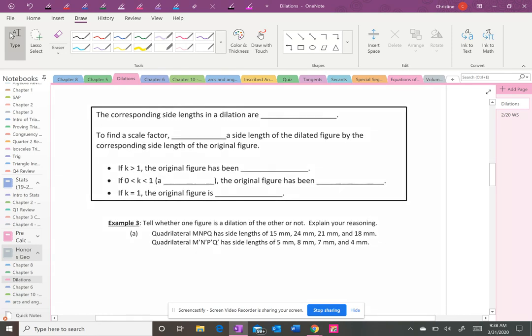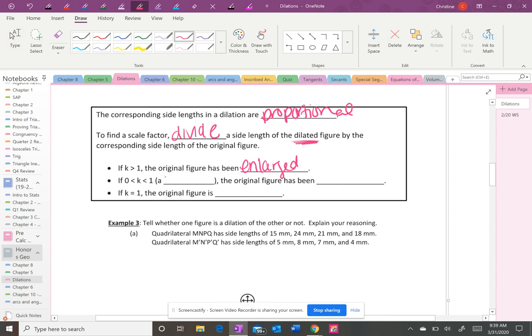Since all of these are going to be similar, the corresponding lengths are going to be proportional. And in order to find the scale factor, remember you're dividing the side length of the dilated figure. Dilated is a little confusing because you want to think that it means shrinking, but dilated just means changing in either direction in this sense. So if it's larger than 1, it has been enlarged. If it's less than 1, it has been shrunk.